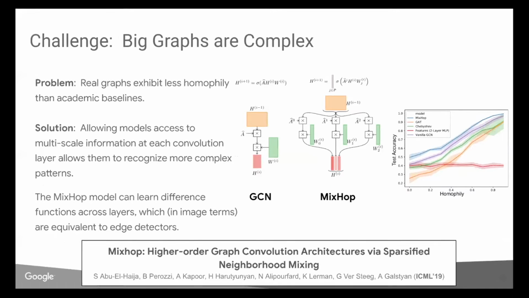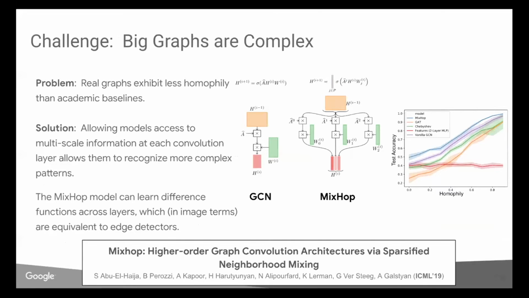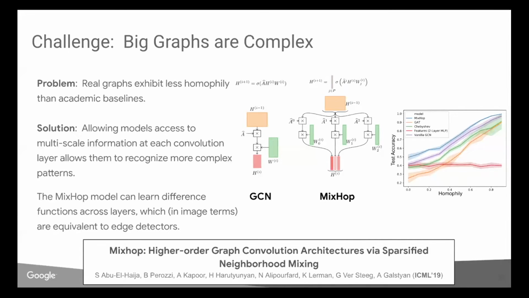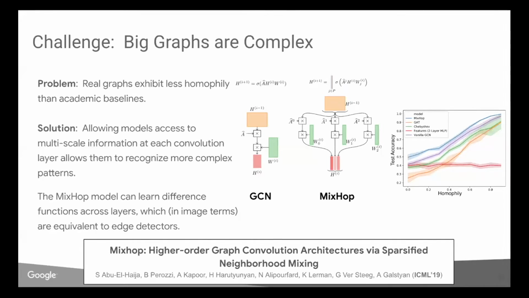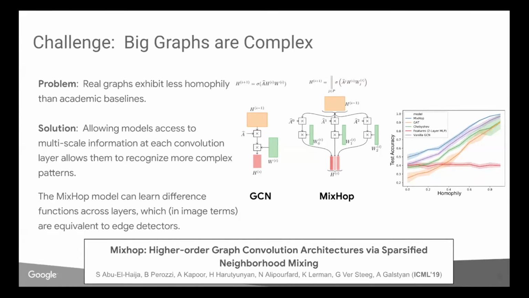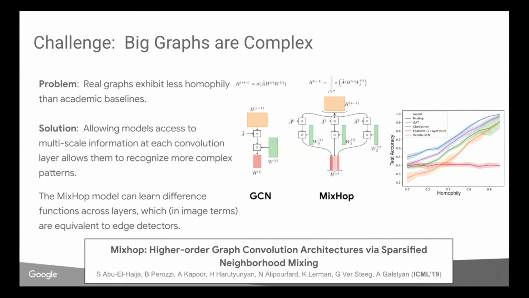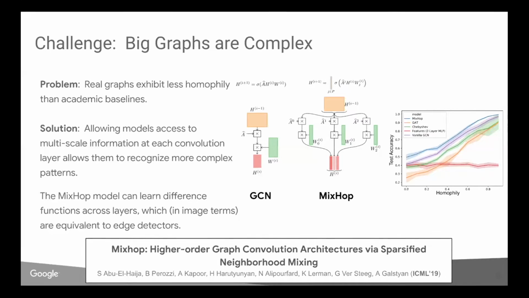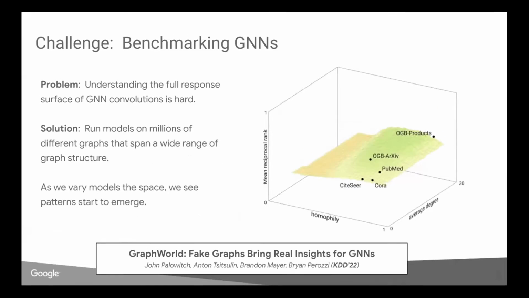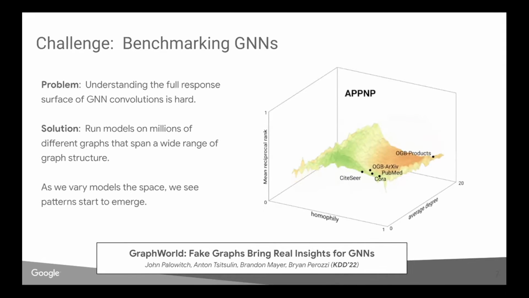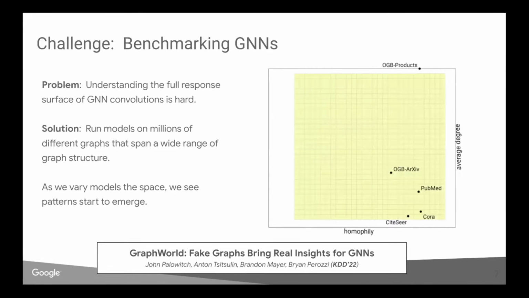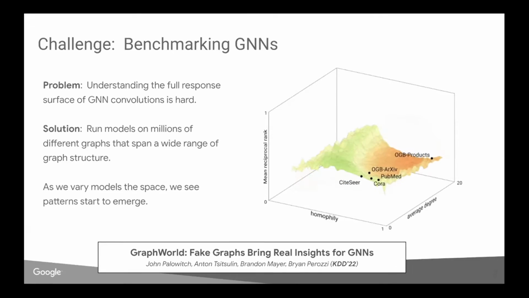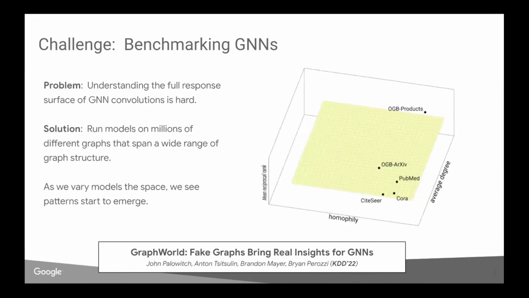One of the key challenges we encounter in daily work is that big graphs are very complex and exhibit different properties to what we usually see in academic data sets. So we have to have some more advanced modeling techniques, some of which we publish. For instance, the MixHop paper, published in ICML 19, uses multi-scale convolution and performs much better on less homophilous graphs than plain GNNs. Another challenge we encounter many times is how to benchmark different models. So this year we introduced GraphWorld, which allows you to benchmark millions of models on millions of tiny synthetic data sets and see the performance landscape change in real time across various degrees of freedom.